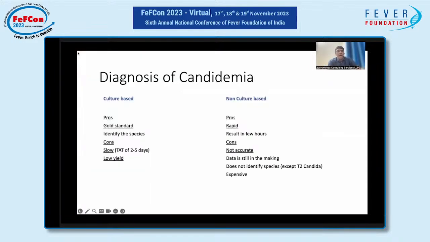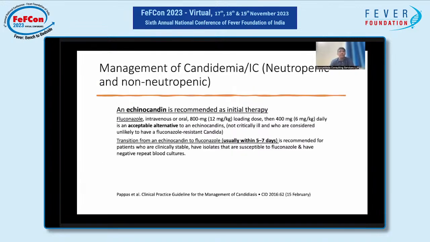Yeah, the blood culture for candidemia is the gold standard, but the yield is low and the turnaround time is more, a minimum of 2 to 5 days to get a Candida in the blood culture. The non-culture based tests like beta-glucan or PCR are quite rapid, but the problem is, especially PCR, is not accurate, unlike the blood culture. How do you manage candidemia?